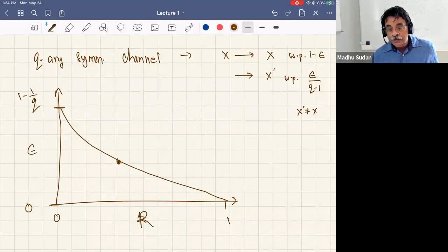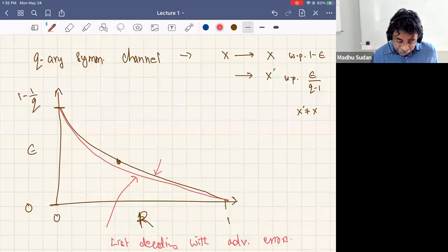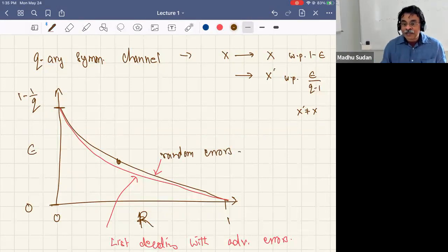If you want to do list decoding with epsilon fraction adversarial errors, the curve is the same. Okay, this is the same curve. So this is list decoding with adversarial errors, and that's random errors. They actually achieve exactly the same limit.